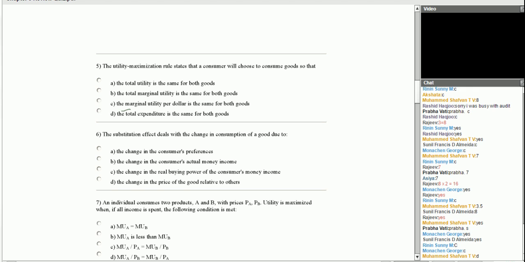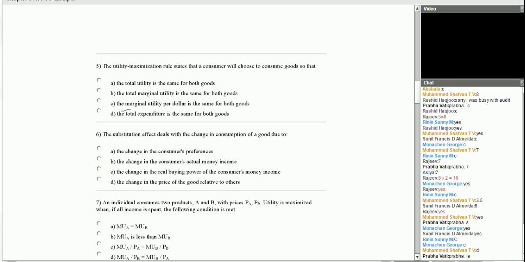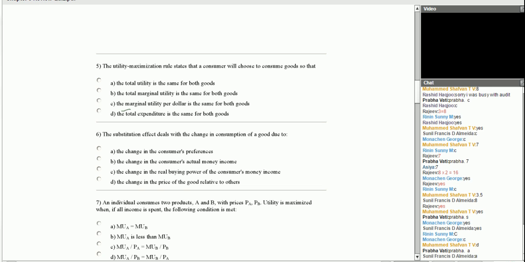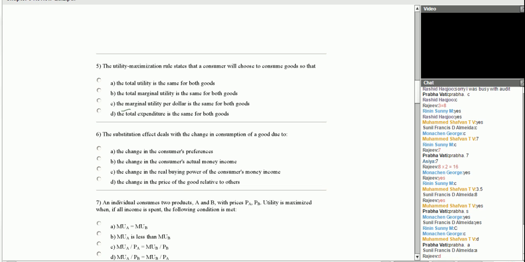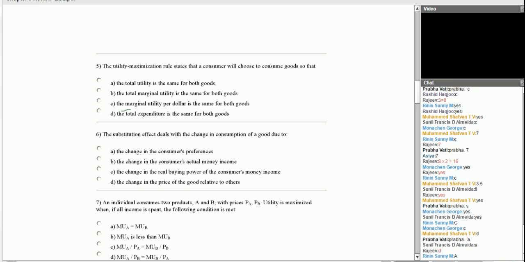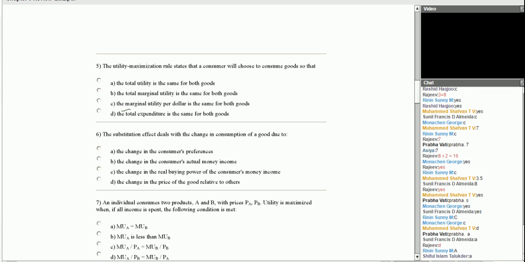Mohammed Shafwan says D. Anyone else? Gabha says A. Rajiv says D. Sunil says A. Well, the answer is D. It is the change in the price of a good relative to others. This is the substitution effect.